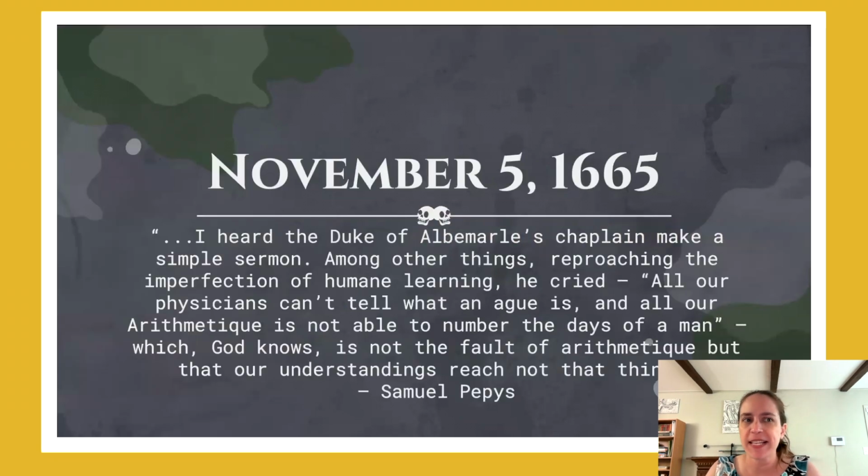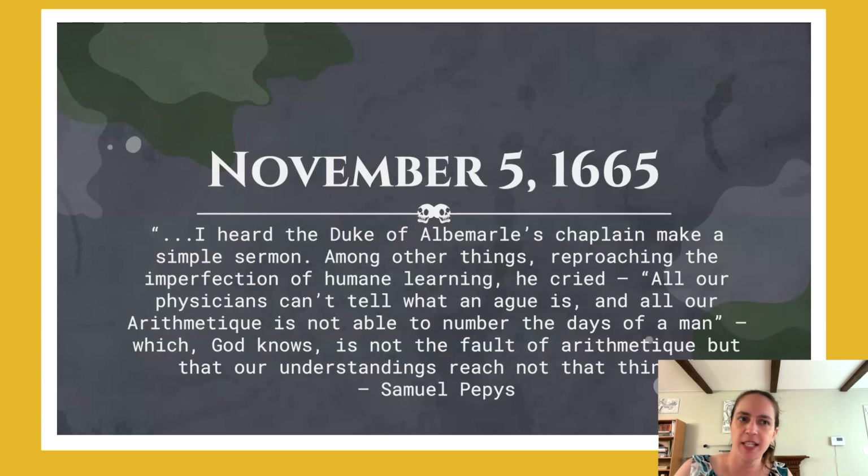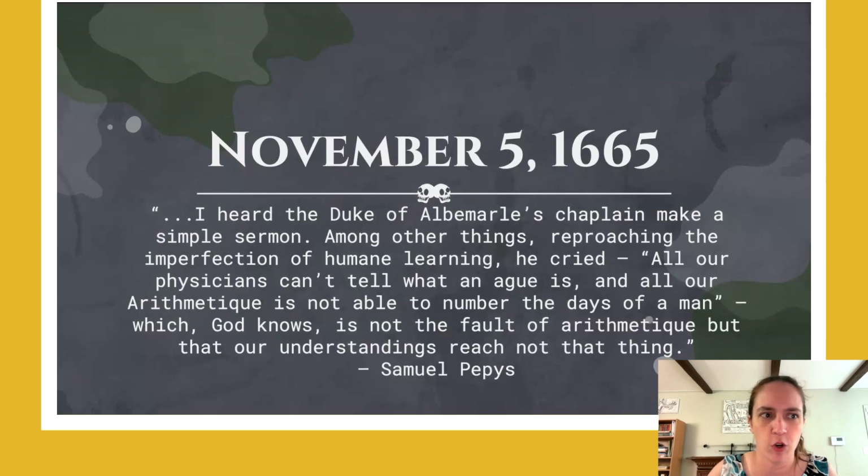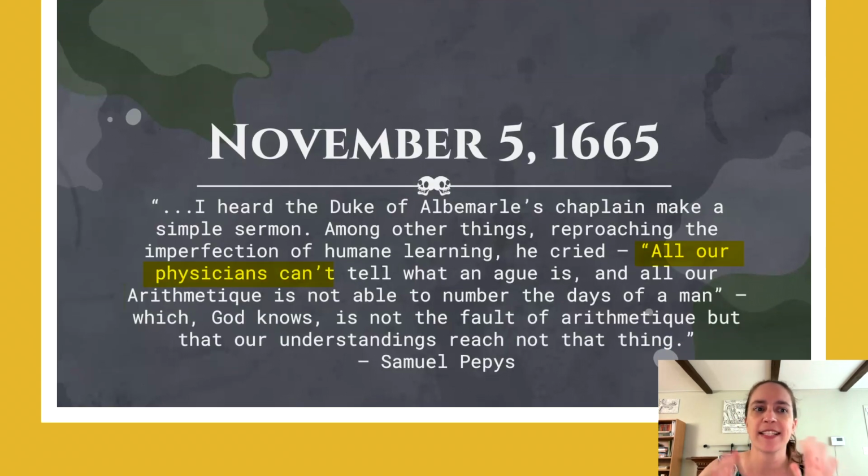All right, so let's start by setting the scene. Imagine it's November of 1665, and plague is ravaging the city of London, the capital of England. A man named Samuel Pepys attends a sermon where the chaplain complains about human attempts to understand the natural world. He says, all of our physicians can't tell what ague is, and all of our arithmetic is not able to number the days of a man. Pepys records this in his diary, but adds his own opinion as well: which God knows is not the fault of arithmetic, but that our understanding reached not that thing.